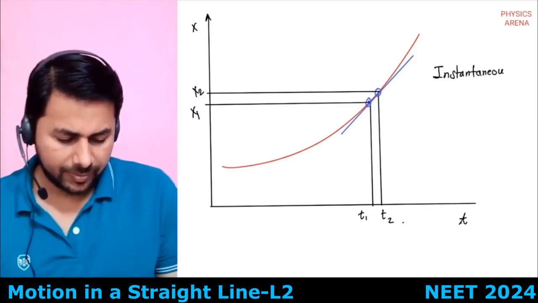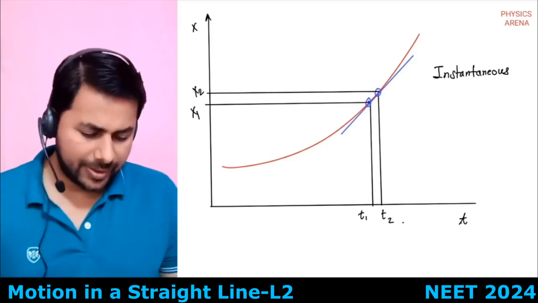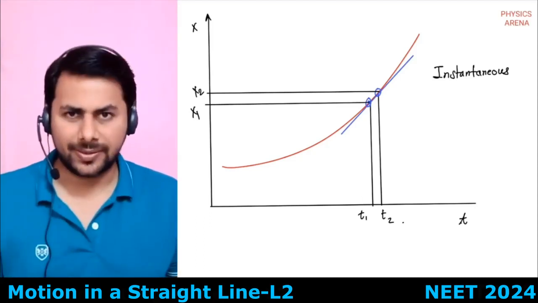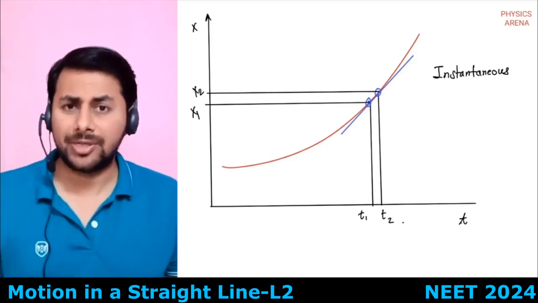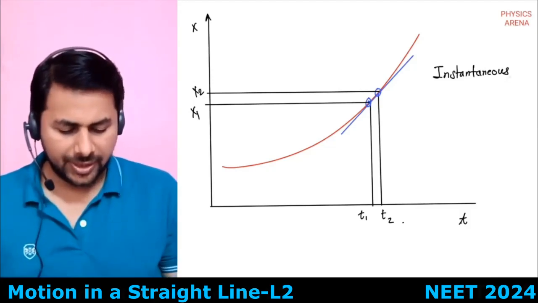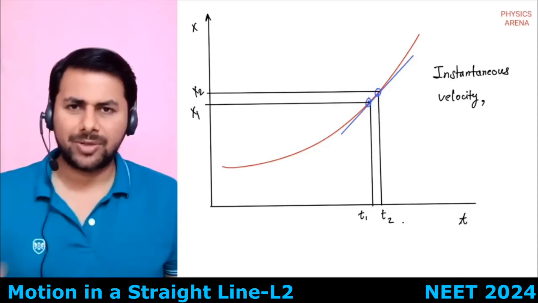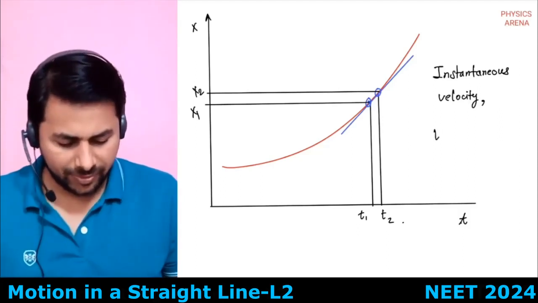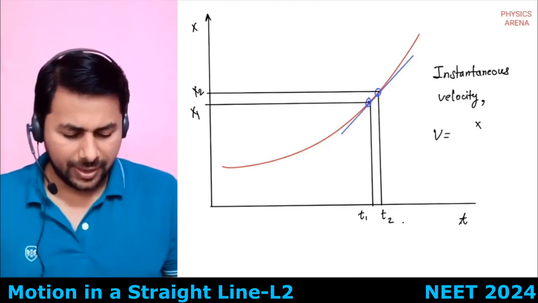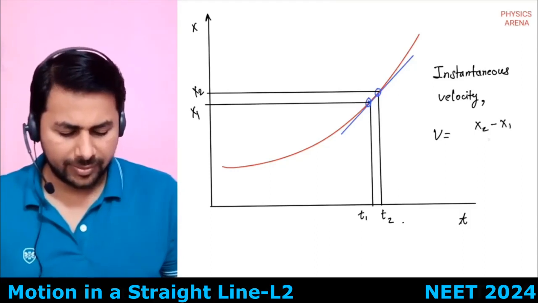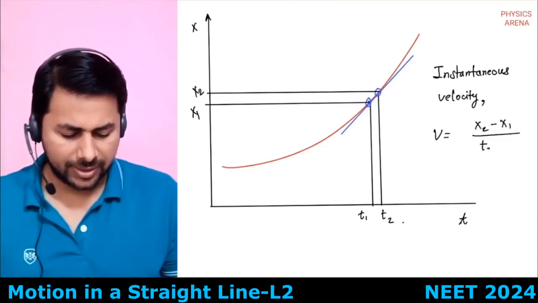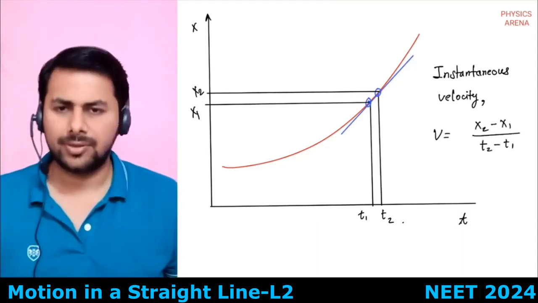Instantaneous velocity. Instantaneous meaning in an instant, within a split of a second. So it is velocity at a particular instant of time. V is equal to, you can say, x2 minus x1 divided by t2 minus t1. This is your formula, right?